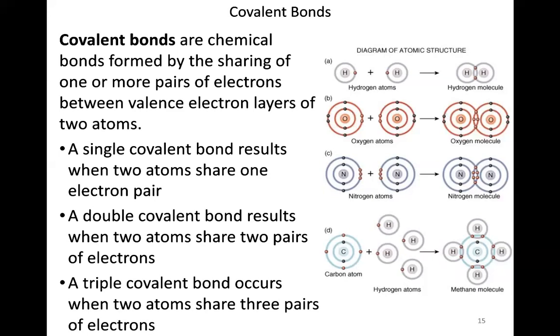Triple covalent bond, like what we use to form nitrogen gas, which happens to be the majority of what's in the air around us, 78 or something like that percent of the air around us. Nitrogen gas is where there's 3 pairs, or 6 total electrons shared.